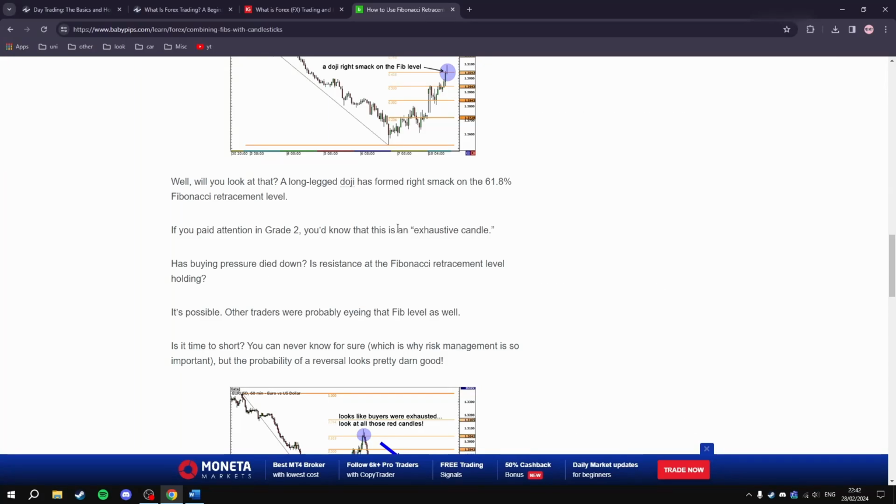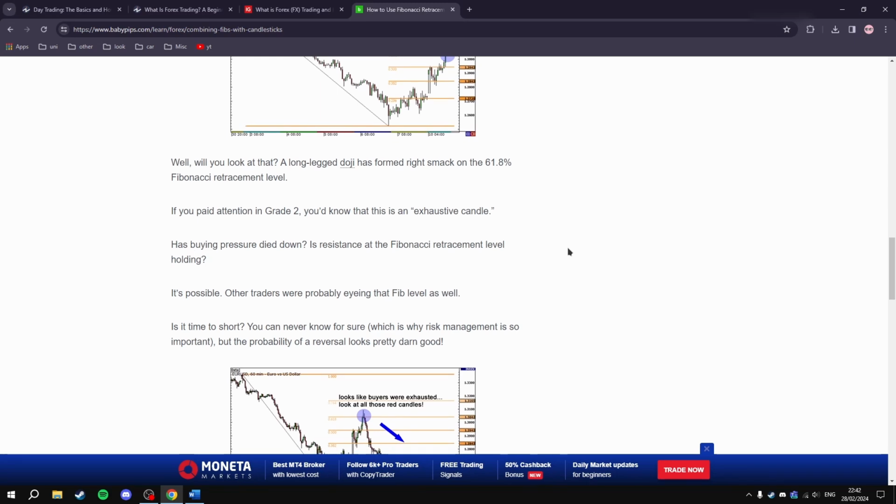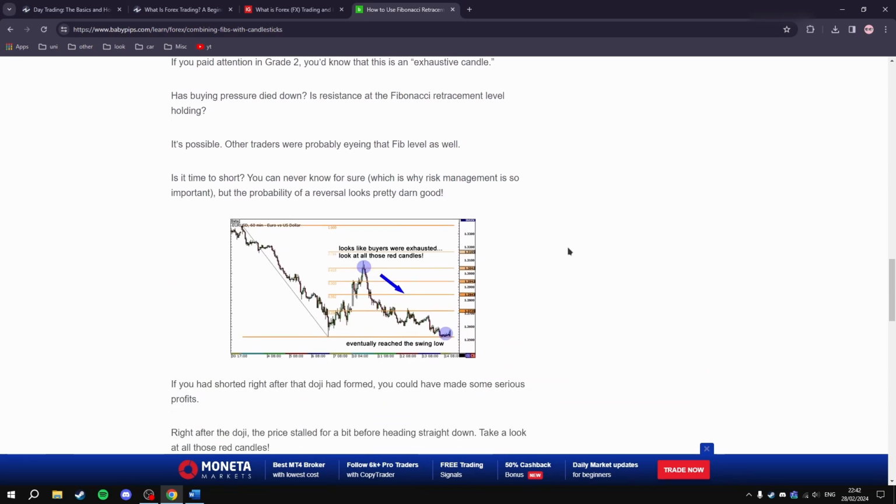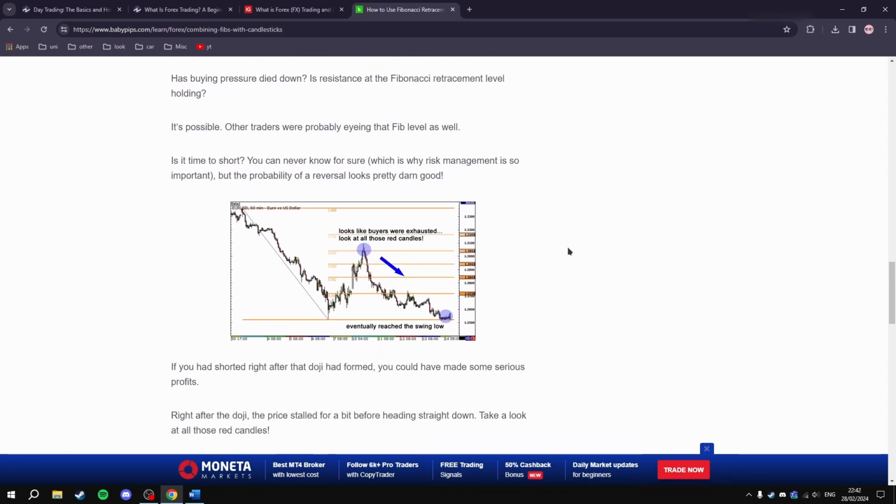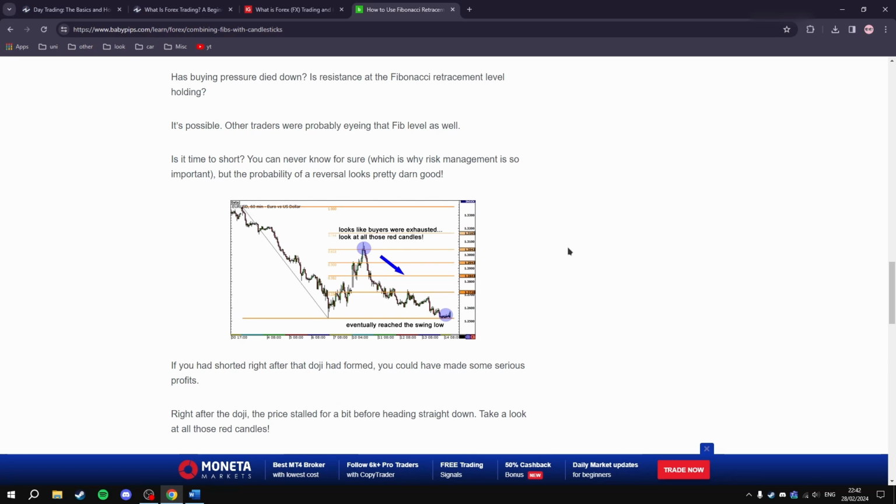Has buying pressure died down? Is resistance at the Fibonacci retracement level holding? It's possible. Other traders were probably eyeing that fib level as well. Is it time to short? You can never know for sure, which is why risk management is so important. But the probability of reversal looks pretty darn good. Looks like buyers were exhausted. Look at all those red candles. Eventually reach the swing low.